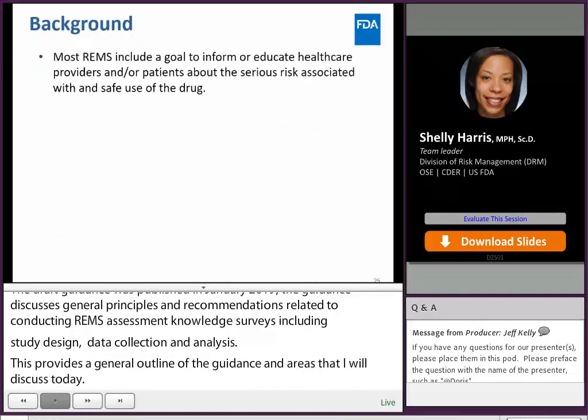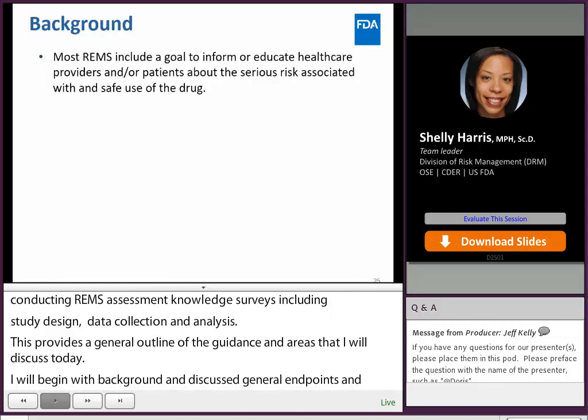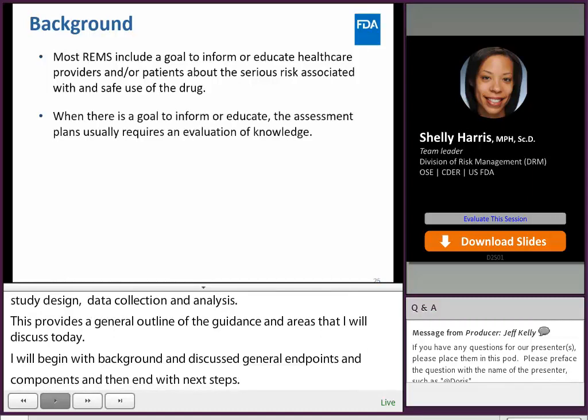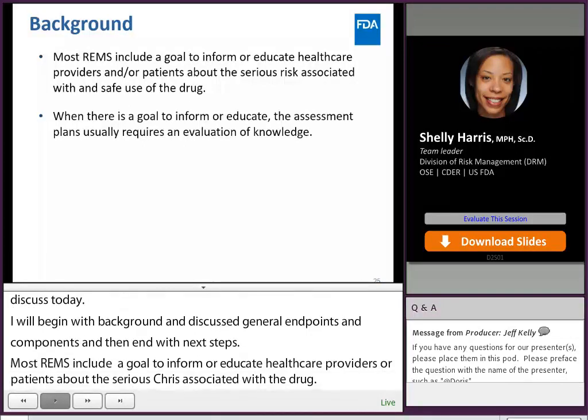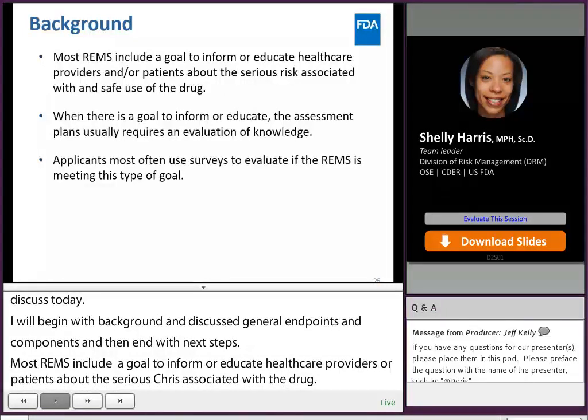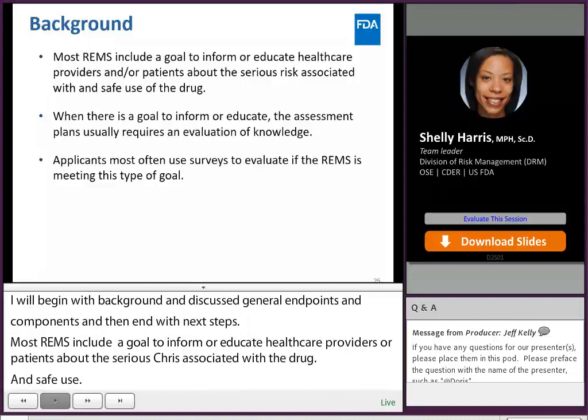Most REMS include a goal to inform or educate healthcare providers and/or patients about the risk associated with a drug or how to safely use a drug. When this goal is included, the assessment plans usually require a knowledge evaluation. To evaluate this goal, applicants most often use surveys to assess patient and healthcare provider understanding.